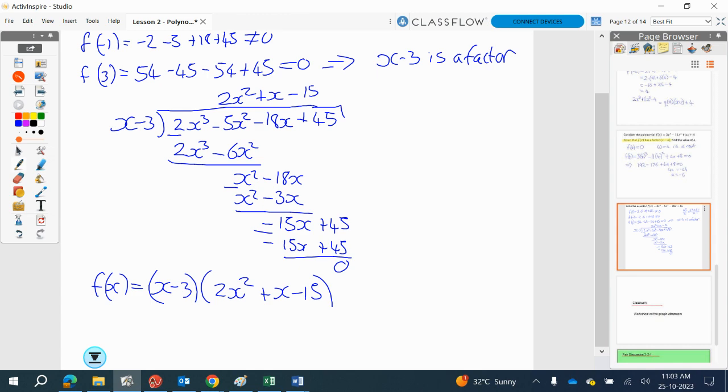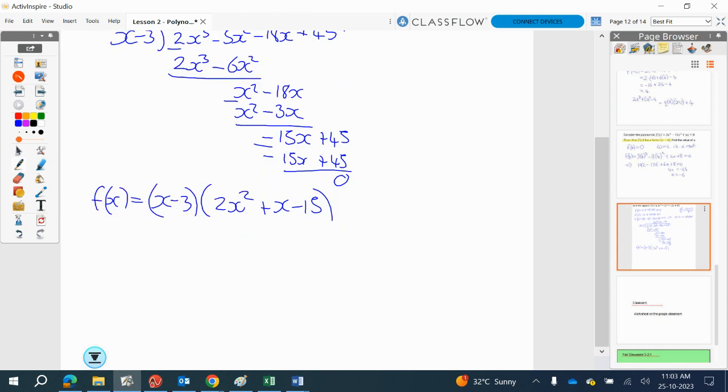Can we factor the quadratic here? So factoring this quadratic, we've got minus 30. What are our possible factors of minus 30 that add up to give 1? 6 and minus 5. So we've got x minus 3, 2x squared, I'm going to put the plus 6x minus 5x minus 15.